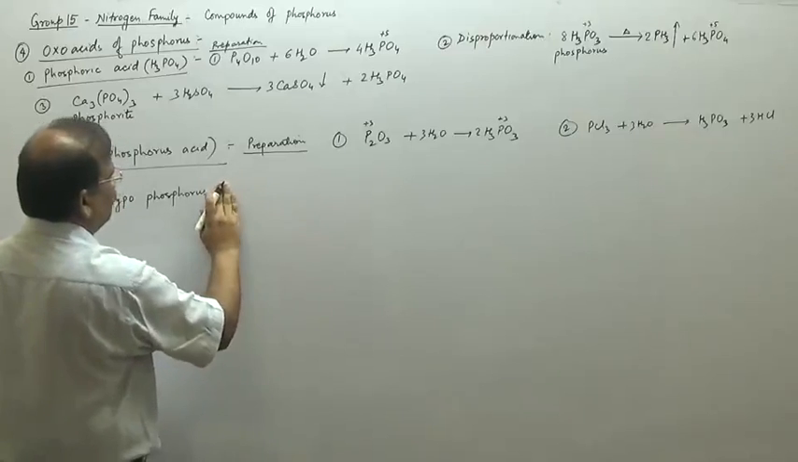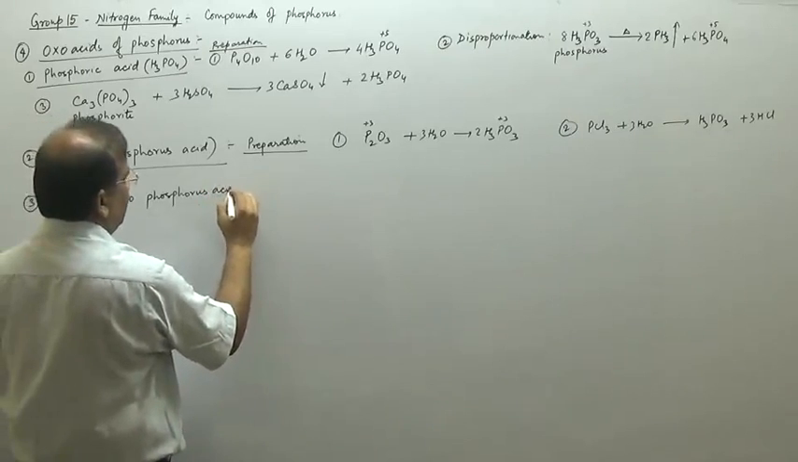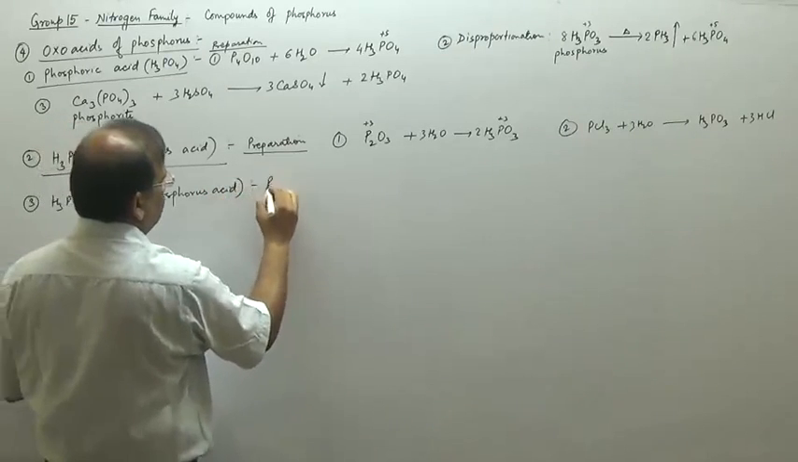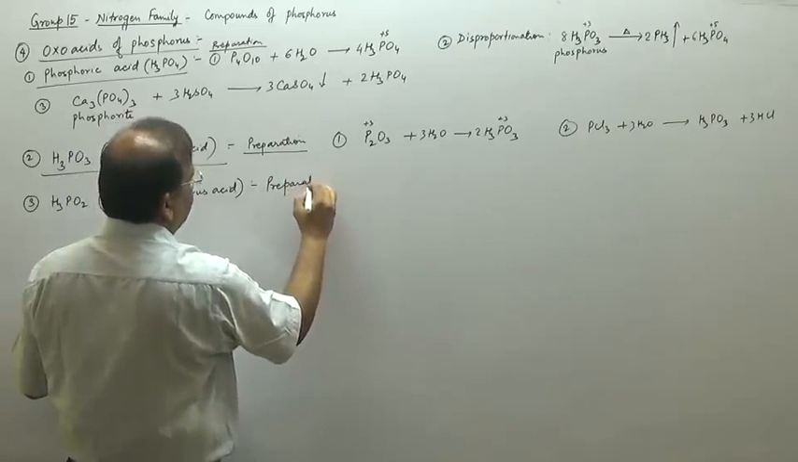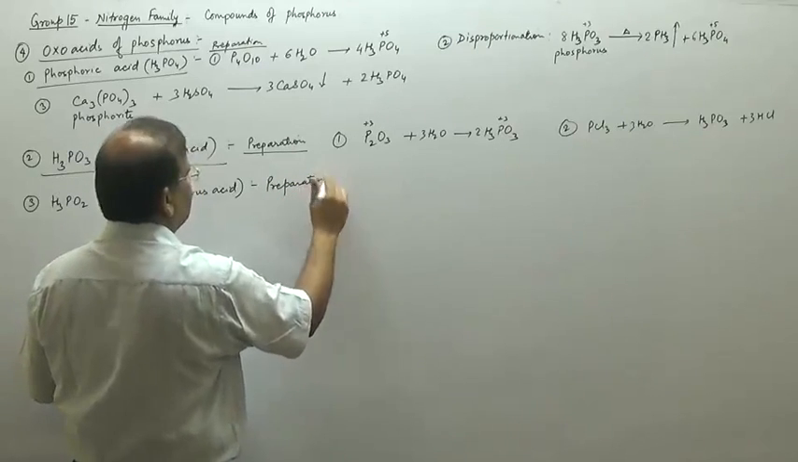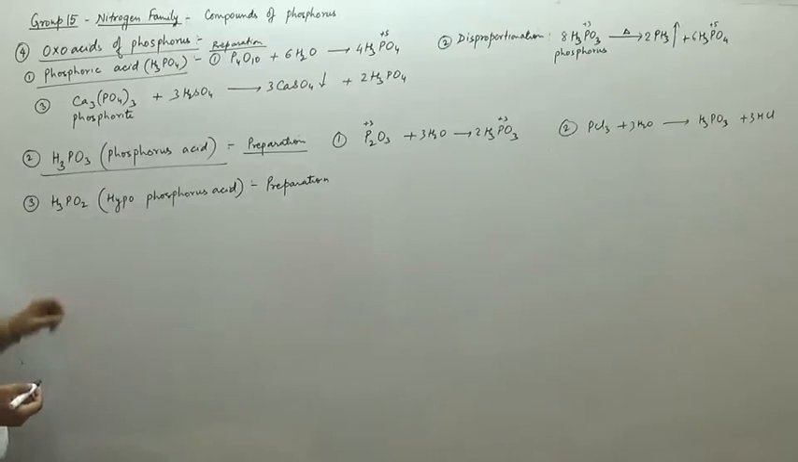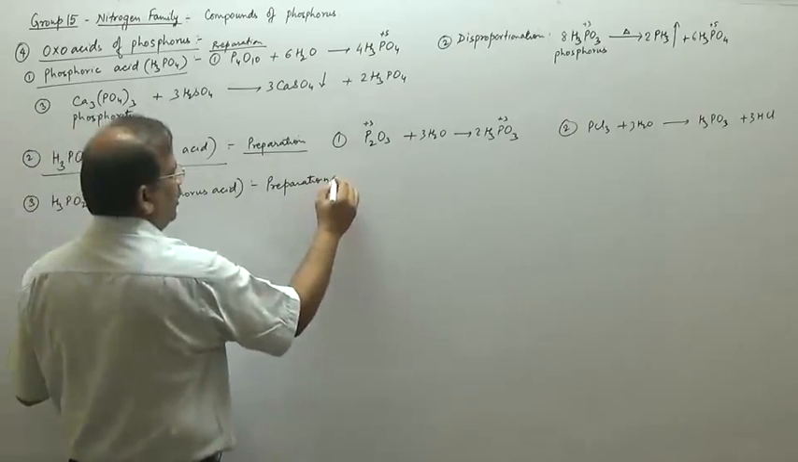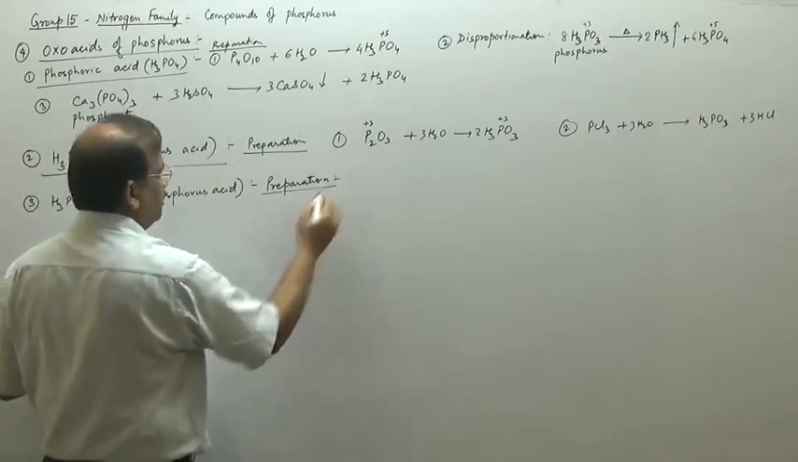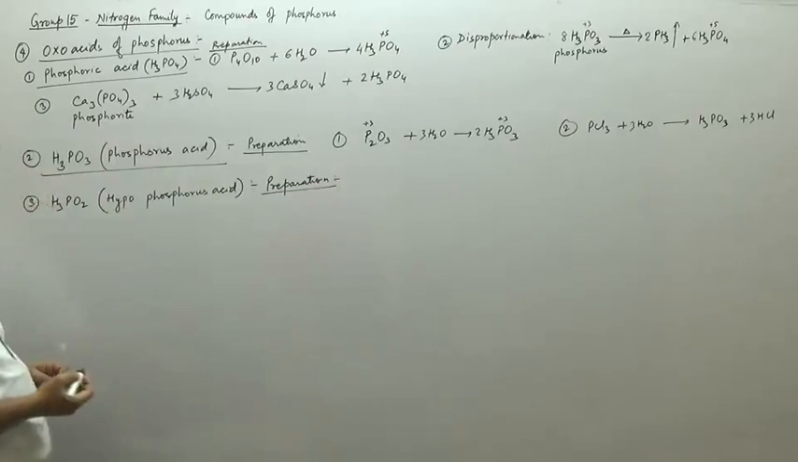So if we talk about hypophosphorous acid, I'm going to write its preparation. The preparation of hypophosphorous acid: white phosphorus is treated with, that is the preparation method of this. First the phosphine is prepared.